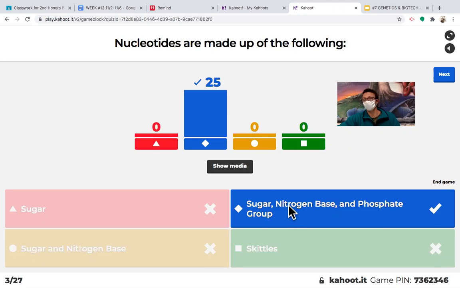So the major variations between DNA and RNA actually exist in the nucleotides. And that would be the sugars that are different, deoxyribose versus ribose, and the nitrogen bases. Whereas DNA has adenine, thymine, guanine, and cytosine, RNA does not have thymine. Instead, it has uracil.